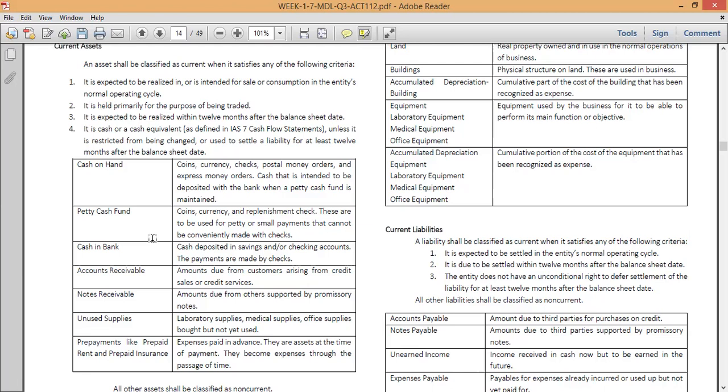Then, unused supplies. So, laboratory supplies, medical supplies, office supplies, bought but not yet used. So, etong mga unused supplies, makikita mo siya sa inventory nyo. Okay, kaya mahalaga din yung pag-i-inventory.